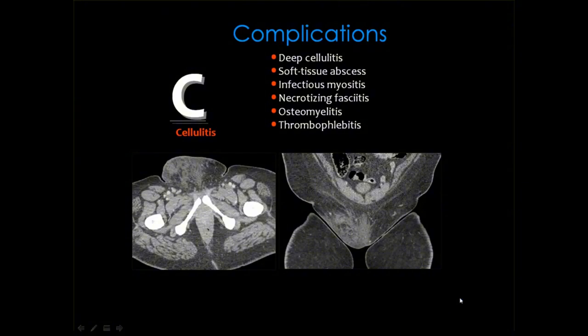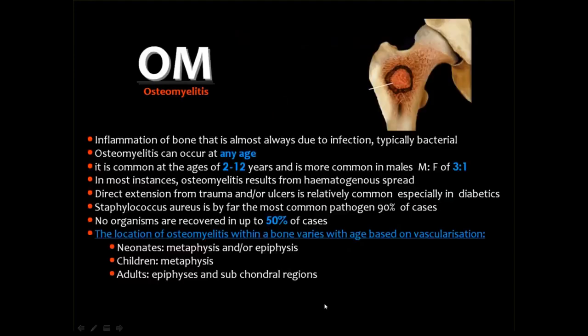The complications of cellulitis include deep extension of the infection, the formation of soft tissue abscesses, and extension of the infection to the underlying muscles. If the infection is aggressive, it may lead to necrotizing fasciitis. Also, if it reaches the bone, it may lead to osteomyelitis, and whenever the infection is near vessels, it may lead to thrombophlebitis.